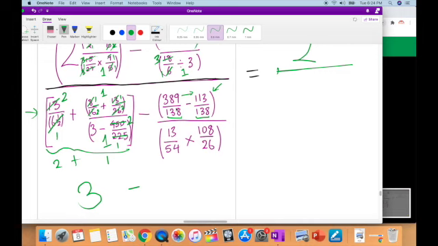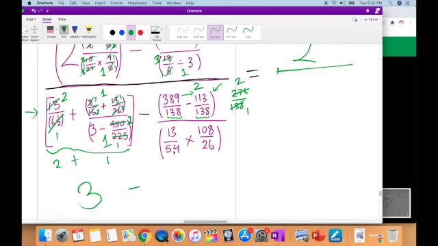389 minus 113, and that is 276 over 138. We keep the same denominator. So 276 over 138, this into this 1, this into this 2, right? Divided by 138. So on top of here is actually 2, yeah?